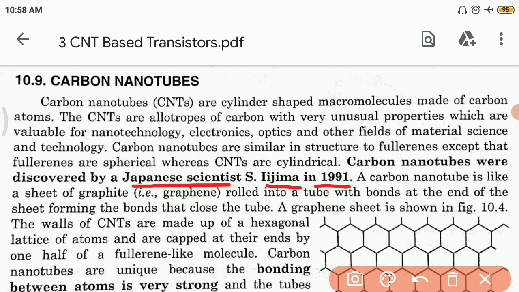Okay, so the carbon nanotube is like a sheet of graphite, that is graphene, which is rolled into a tube with bonds at the end of the sheet, which are forming the bonds that close the tube. Okay, so the graphene sheet is shown in this figure. You can see it is somewhat like the nest of a honeybee, right?